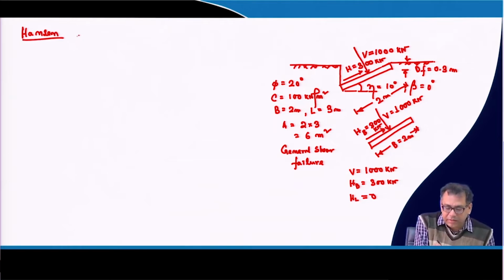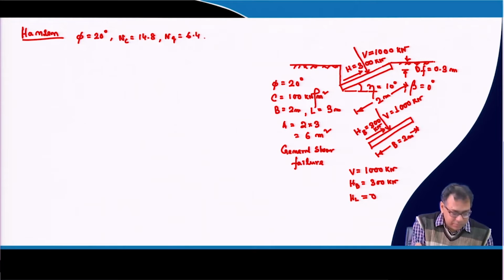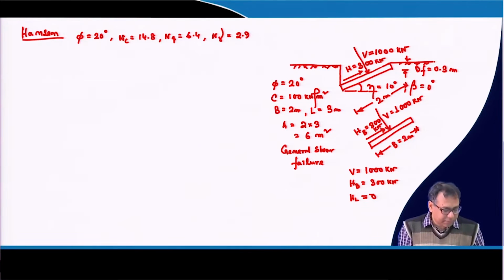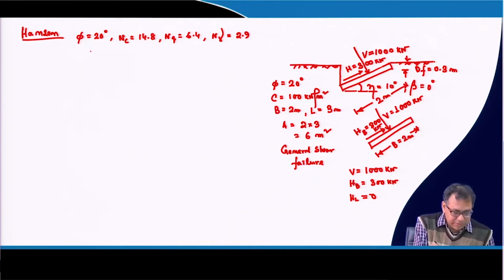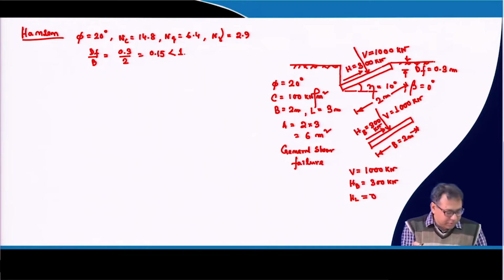for phi equal to 20 degrees, Nc value from the table is 14.8, Nq value is 6.4 and N gamma value is 2.9. Okay, so Df by B, which is 0.3 by 2, which is 0.15, is less than or equal to 1. This information will be required for depth factor calculation.